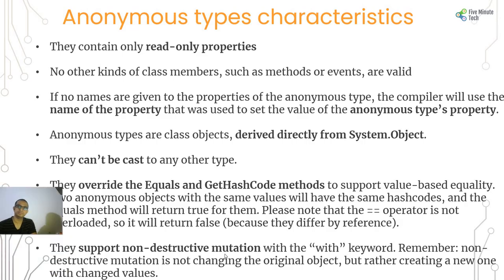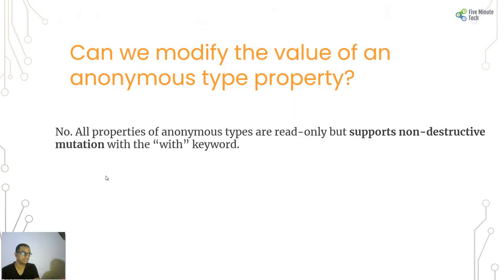Non-destructive mutation, meaning although you can't alter them, they have non-destructive mutation, wherein with the with keyword you can change a particular value. Non-destructive mutation is not changing the original object, but rather creates a new one with the changed value. Can you modify the value of an anonymous type property? Actually, no, you cannot, as all properties of anonymous types are read-only. What you can do is what we just discussed, a non-destructive mutation with the with keyword.